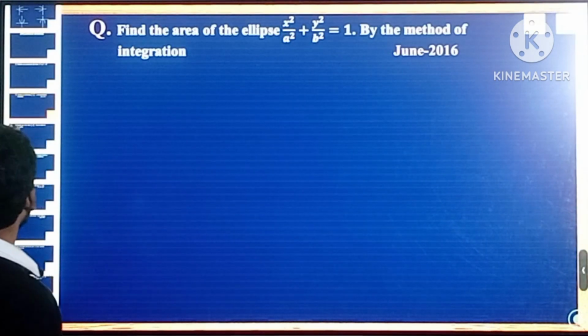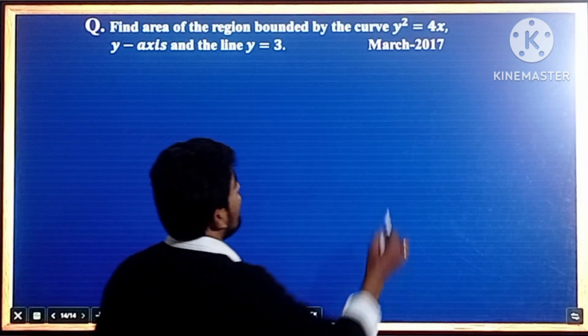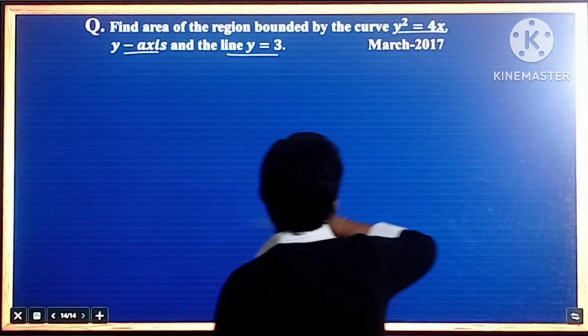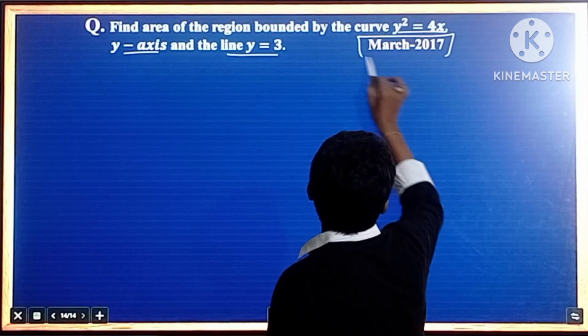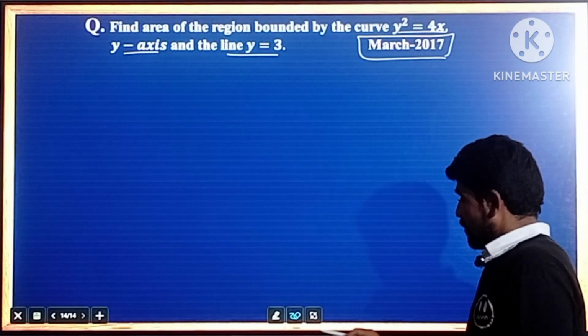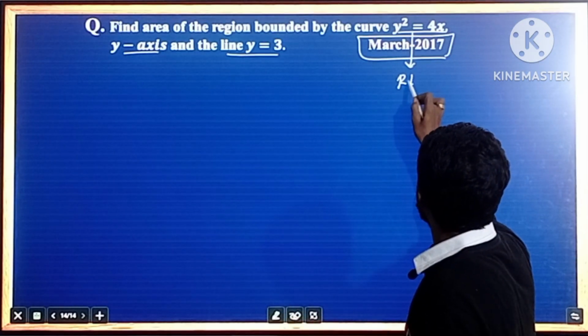And the second question is, find the area of the region bounded by the curve y square equals to 4x, y axis and the line y equal to 3. This question was asked in March 2017. Y square equals to 4x is the equation of a right parabola.